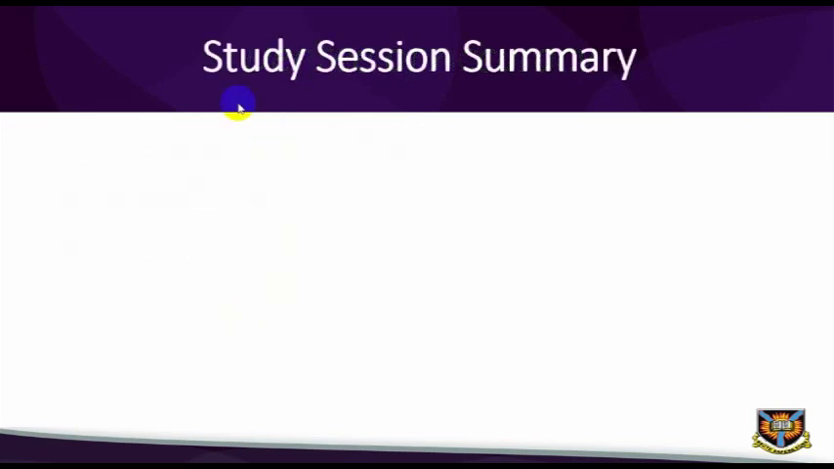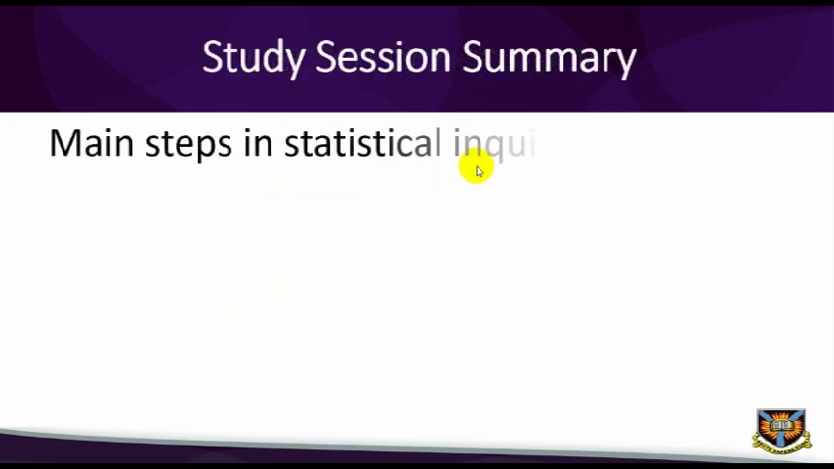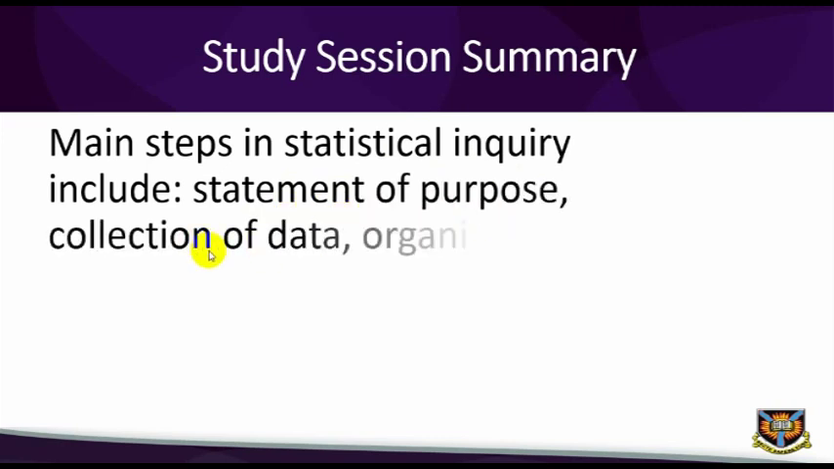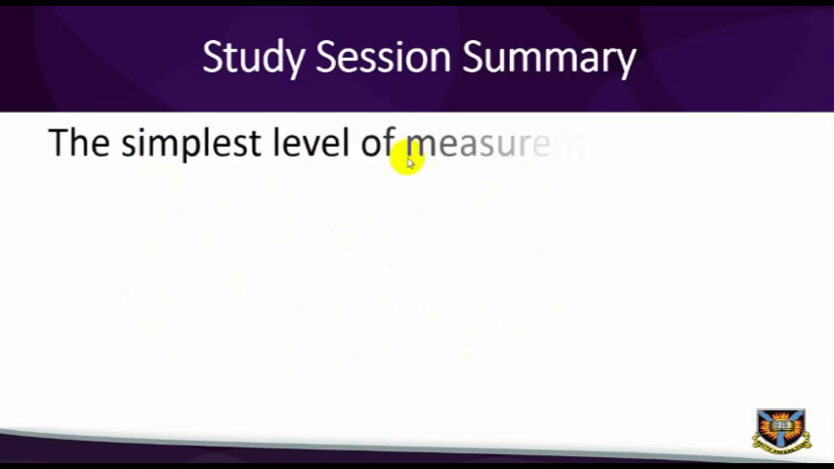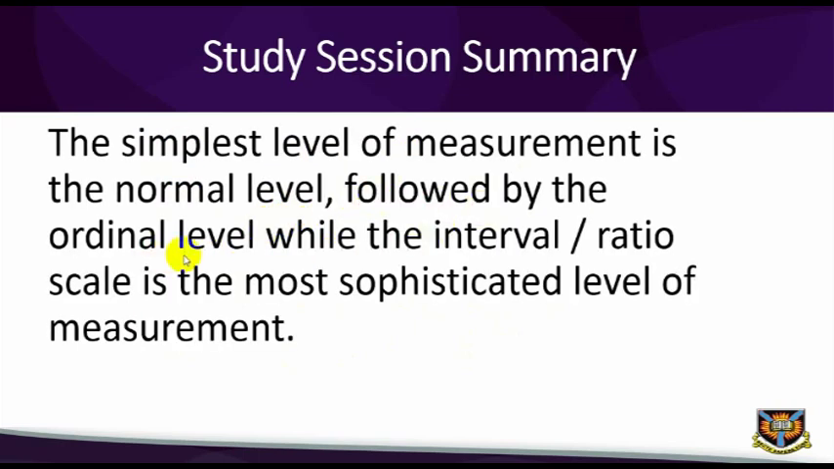Summary. The main steps in statistical inquiry include statement of purpose, collection of data, organization, analysis of data, and interpretation of results. The simplest level of measurement is the nominal level, followed by the ordinal level, while the interval/ratio scale is the most sophisticated level of measurement. By measuring a variable at a lower level, when in fact it can be measured at a higher level, some information is lost. This is the end of Studies Section 3.